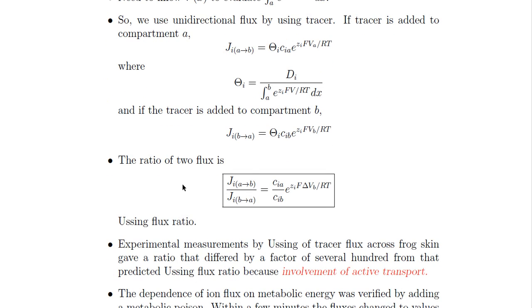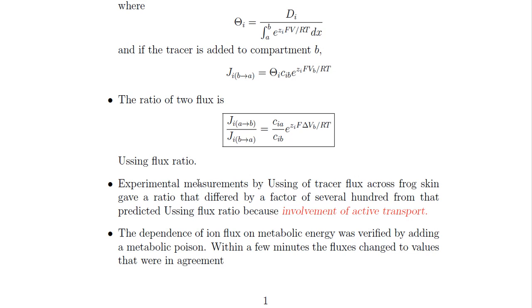So the ratio of the two fluxes, J_i A to B over J_i B to A, equals C_iA over C_iB, exponent z_i F delta V over RT. Here it is supposed to be delta V, there is no B here. So these are using the flux ratio.